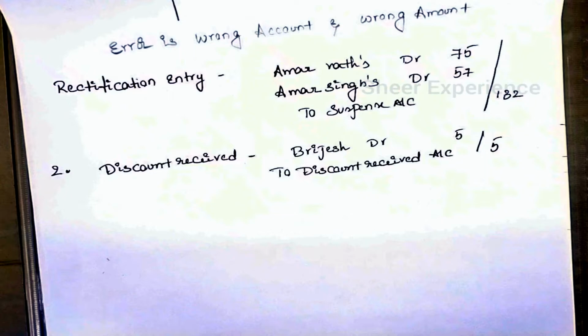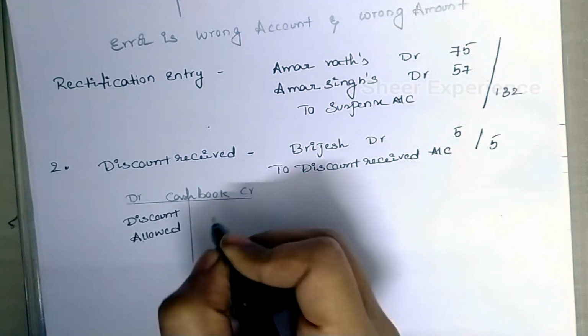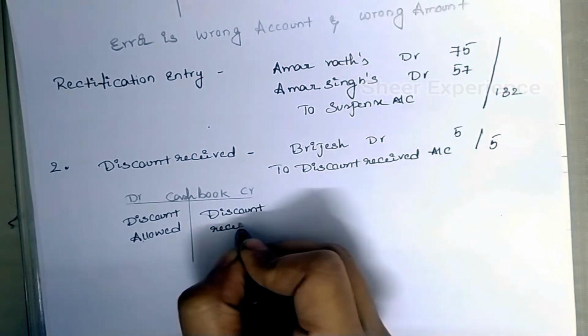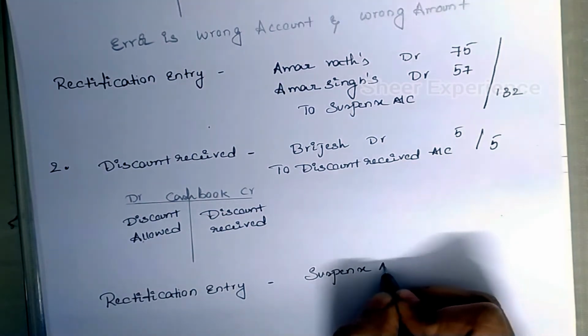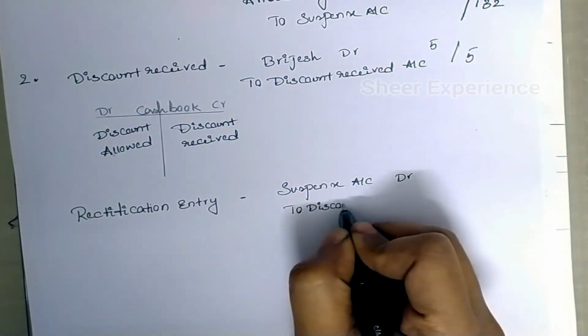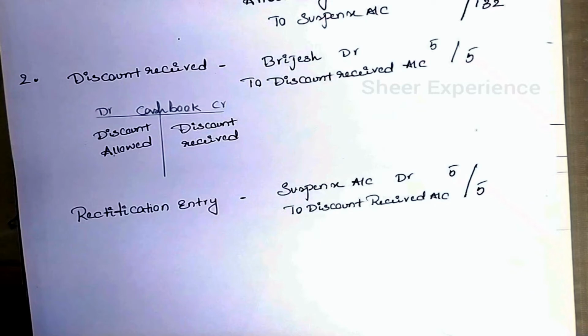The error says the discount received amount is not entered in the cash book. Also it says the Brijesh stands debited correctly, which means we have correctly debited to Brijesh, but not entered in the cash book. In the cash book, we mention discount allowed on the debit side and discount received on the credit side. Since we have not entered this in the cash book, the rectification entry is suspense account debtor to discount received account and the amount is 5. This rectification entry is the solution.